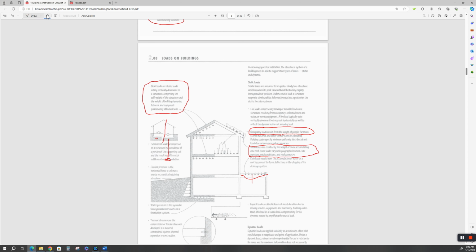Subsidence in settlement loads, or what we call differential loading in the structural engineering world. Ground pressure. Let's say we have a basement. This goes back to those foundations that we talked about.